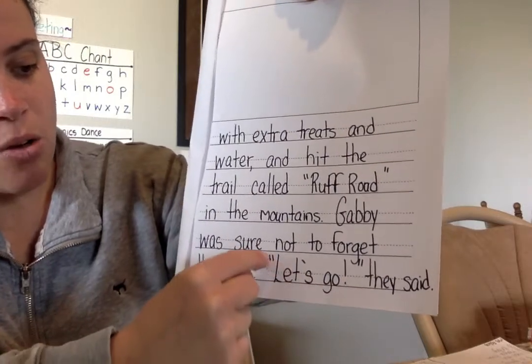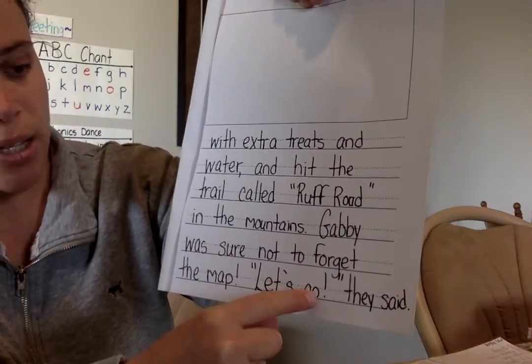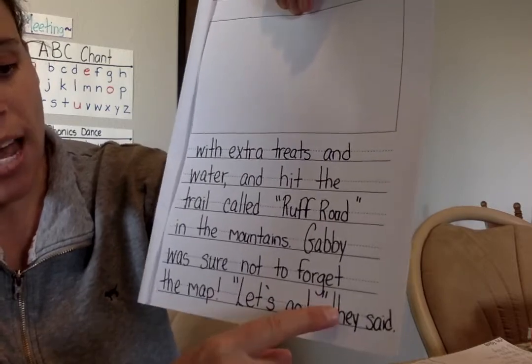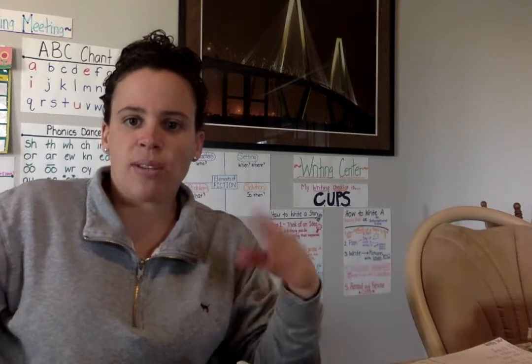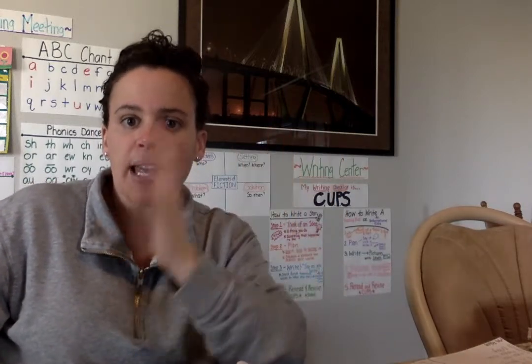So they said, "Let's go." So it starts with a quotation mark. Let's go, exclamation mark, quotation mark. They said, period, the end of my sentence. Or if it was Sammy said, I would write Sammy said, and then period.